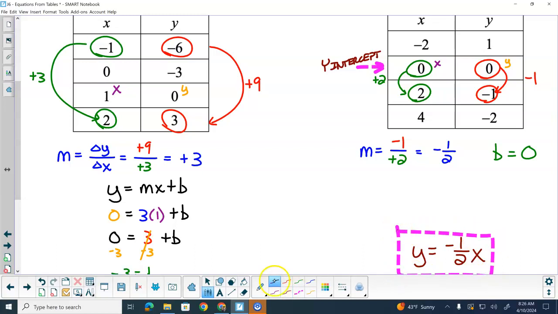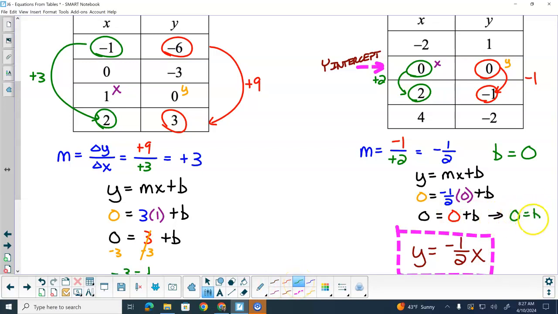Now, if you didn't see that, and you went y equals mx plus b, and then you went 0 equals negative 1/2 times 0 plus b, you would have gotten 0 equals 0 plus b. So therefore, b is 0. You would have gotten the same thing. Okay? Right? Picking your points is always good.